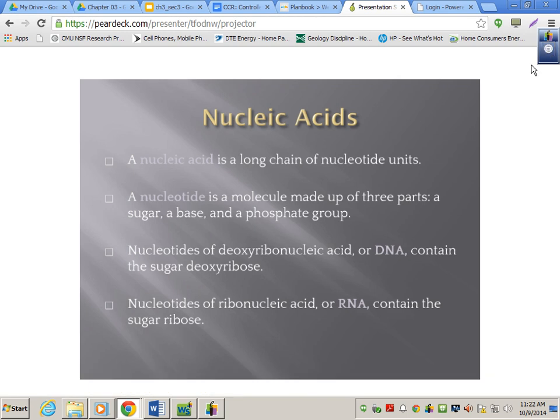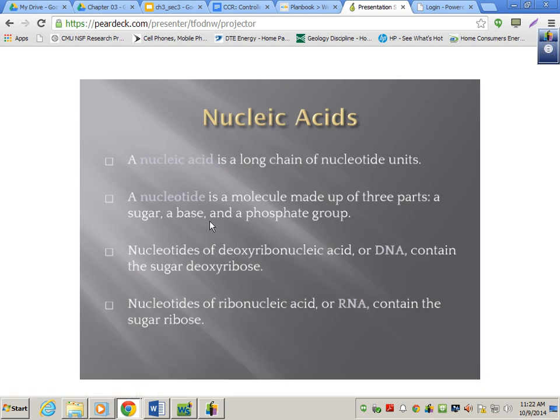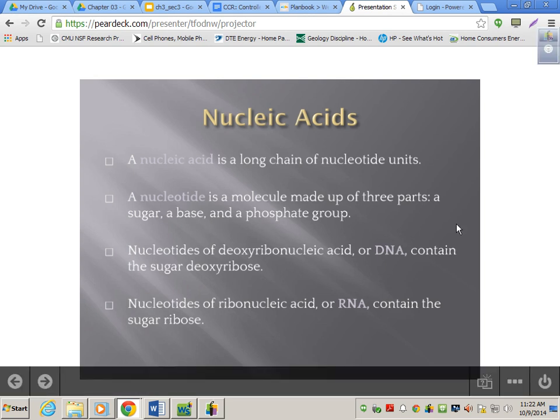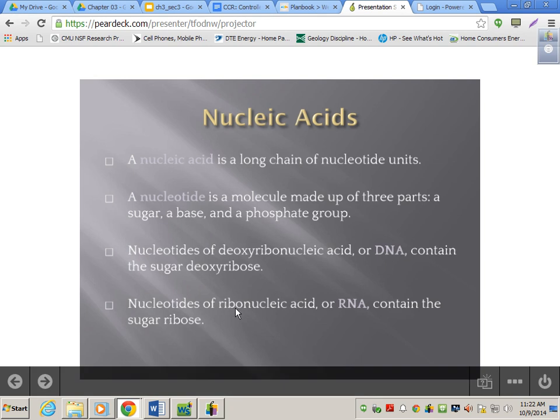All right. So a nucleotide is a molecule made up of 3 parts. It's a sugar, a base, and a phosphate group. And nucleotides of deoxyribonucleic acid, or DNA, contain the sugar deoxyribose. And then if you look at RNA, it contains the sugar ribose for ribonucleic acid. So looking at both DNA and RNA, they're both named after the sugar that they're made of in their nucleotides.